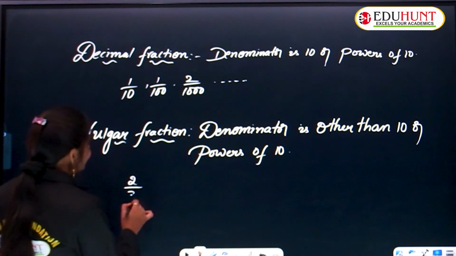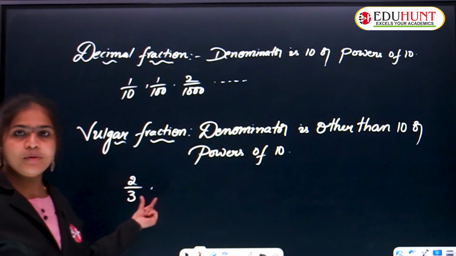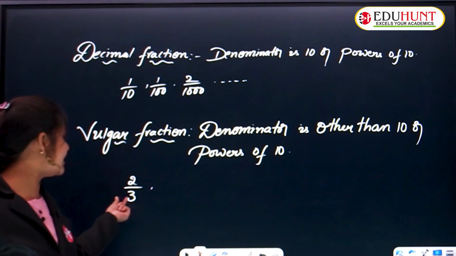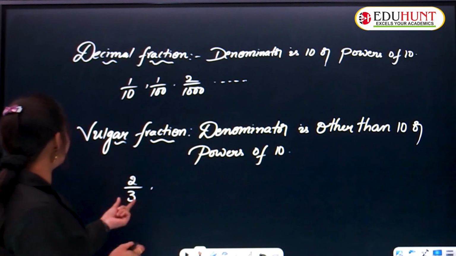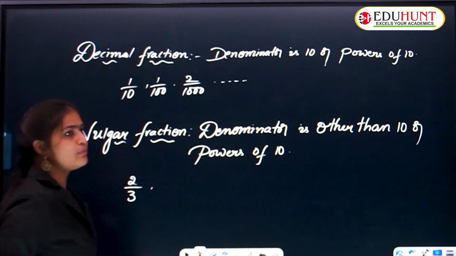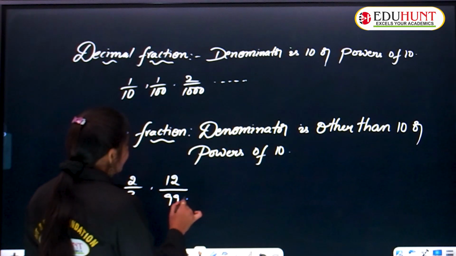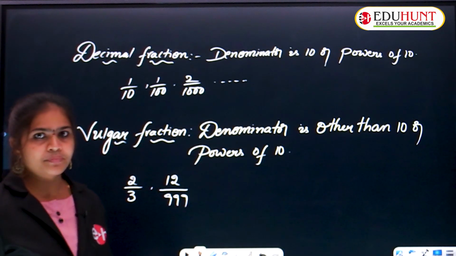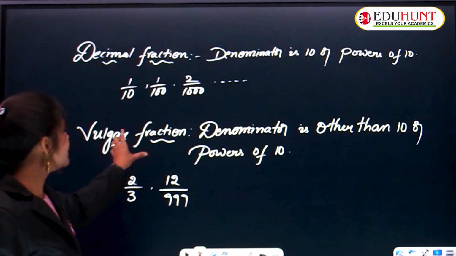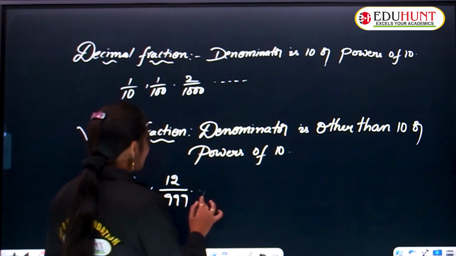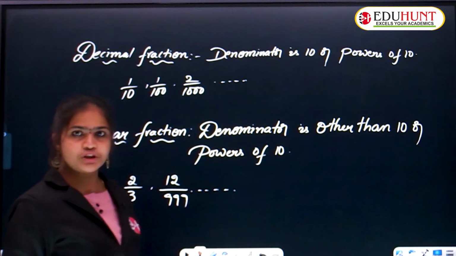Just like 2 by 3. Is the denominator 10 or powers of 10? Not equal to 10 or powers of 10. Here the denominator is 3, no? Then this kind of fraction is called a vulgar fraction. In the same way, 12 by 999, for example. This one also we consider a vulgar fraction. Understood? So this kind of fractions are called vulgar fractions.